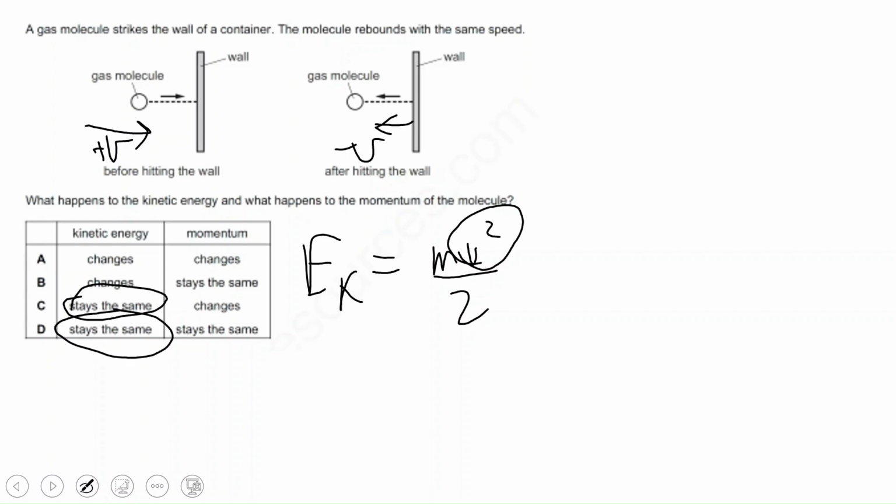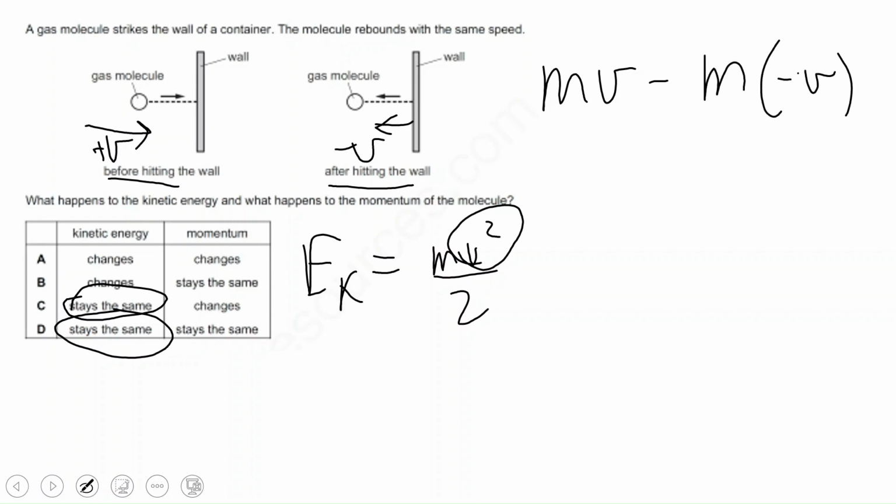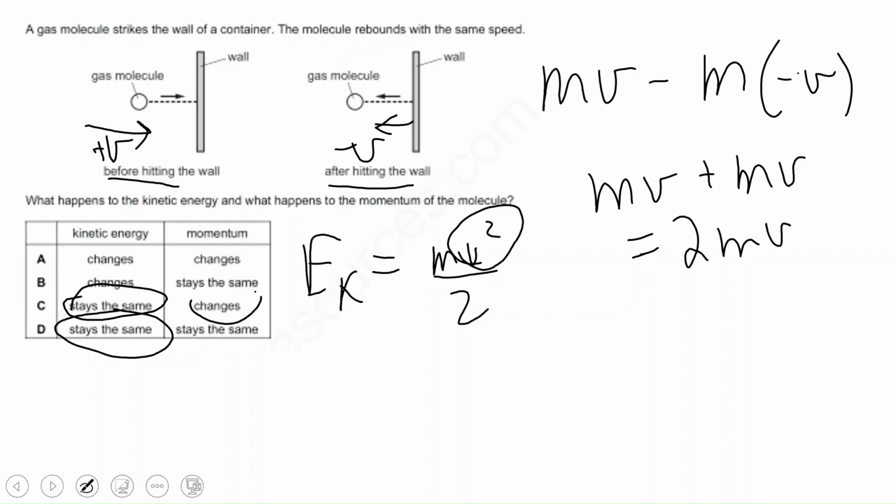Now, using the same logic that direction matters, the momentum will actually change. If we assume that this is the initial before hitting the wall and this is after hitting the wall, before hitting is mass and then v, and then after, this is going to be m into minus v, which will mean mv plus mv, which is 2mv, and therefore momentum did change. So the answer is going to be C.